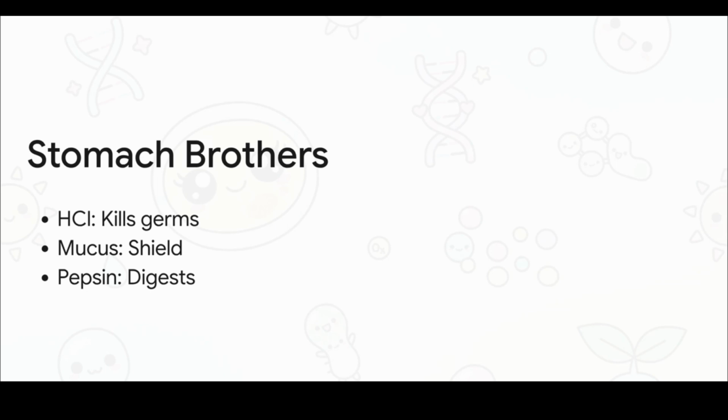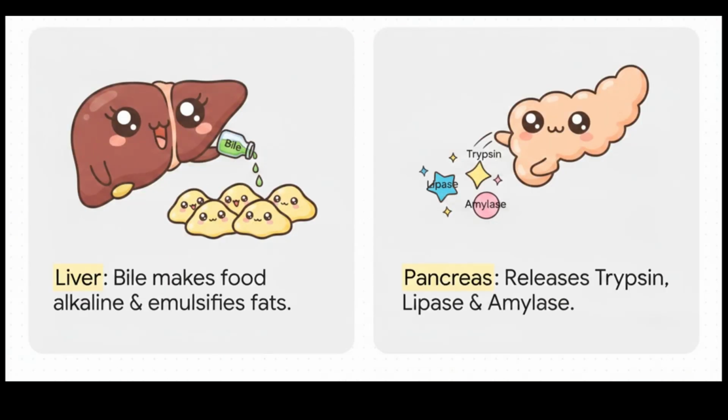But here is the catch. He can only do his job if the environment is acidic, so he relies entirely on Big Bro HCl to set the stage. They are just the ultimate biological team. After leaving the stomach, the food travels down to the small intestine, which, by the way, is a massive 7 meters long. But right at the entrance, the food is met by the two goons of the digestive tract.